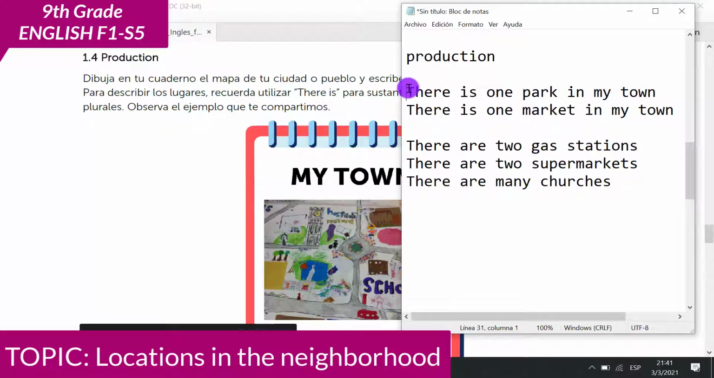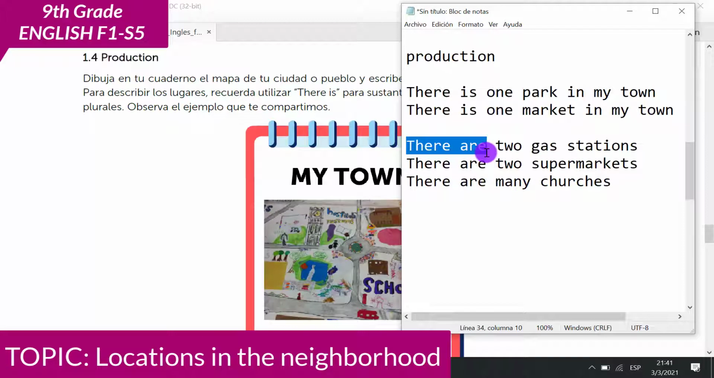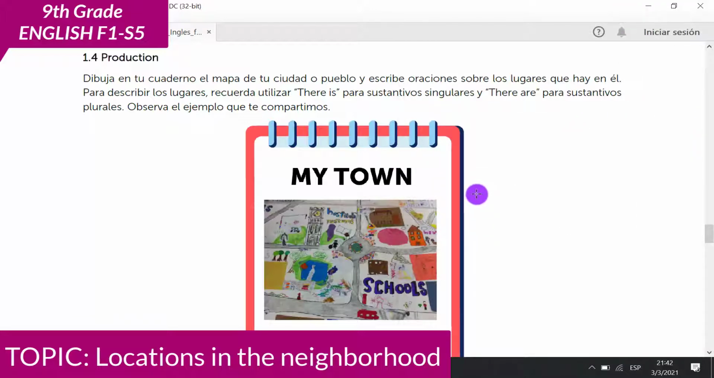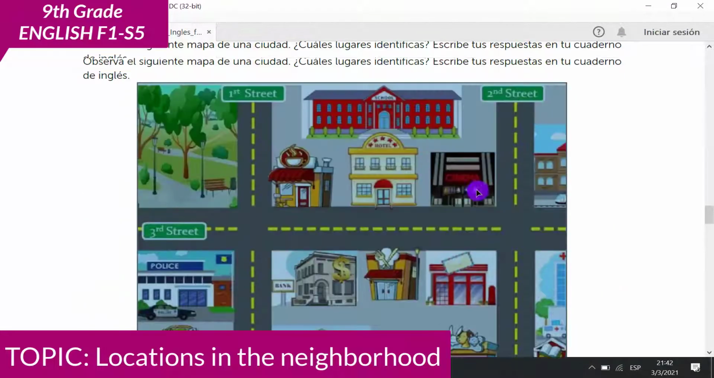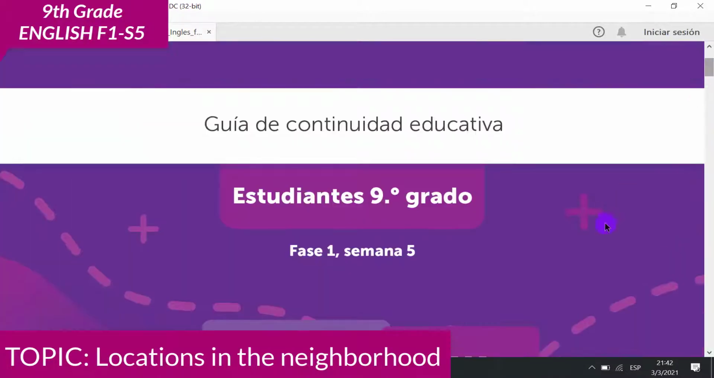Y tenemos que hacer oraciones de lo que hay in the city. There is one park in my town. There is one market in my town. Recuerda que there is es para cuando solo hay uno, ¿ok? Y there are es para cuando hay 2, 3, 4, 5 or more, ¿ok? Para plural. As for example, there are 2 supermarkets in Cara Sucia, ¿ok? If you have any questions, you can send me a WhatsApp and I'll be more than happy to answer your questions. Let's continue.